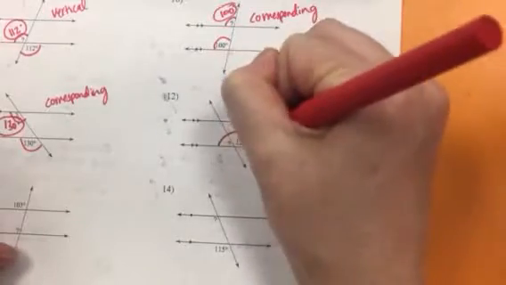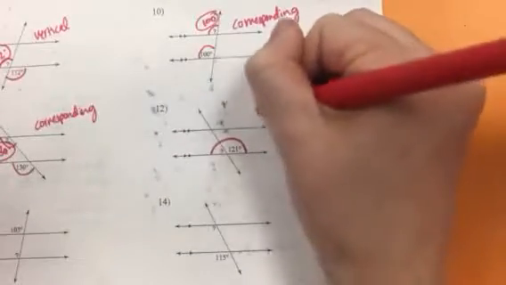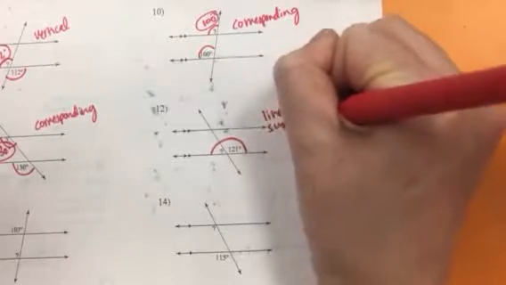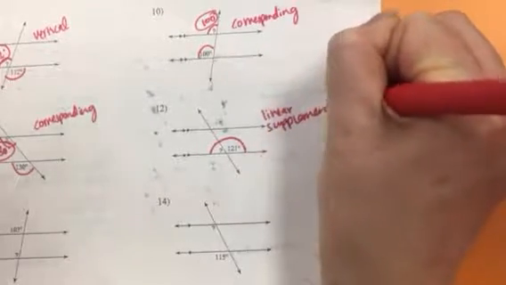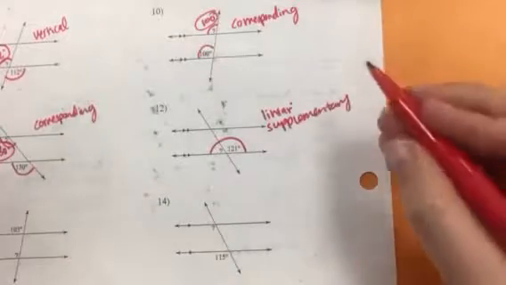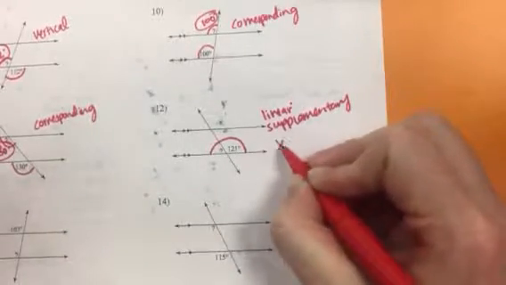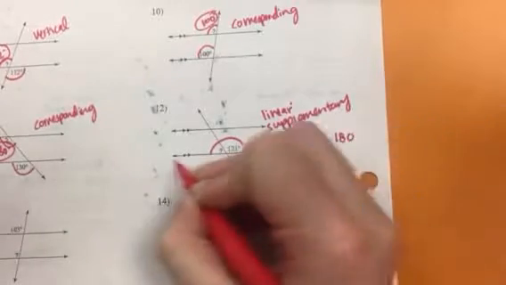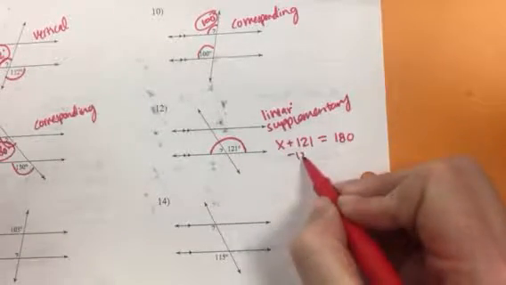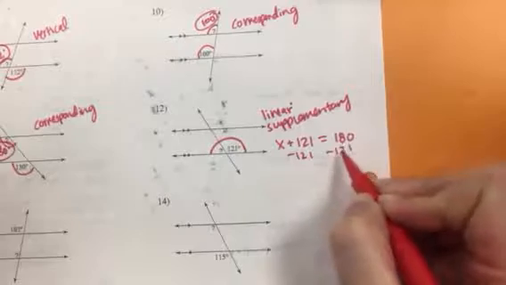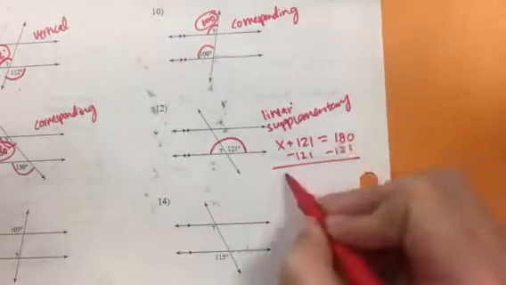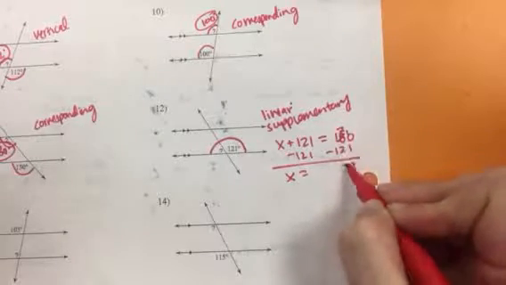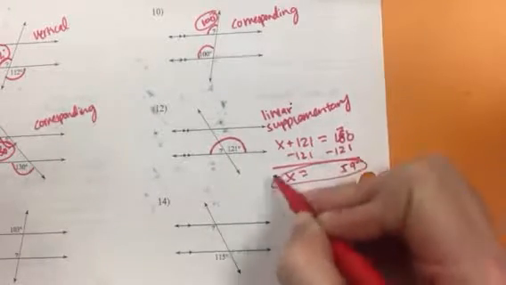Ooh, these ones are on the same line. That means they are linear, or you could also say supplementary. Linear is more specific, but supplementary works. X plus 121 should equal 180 because a line is 180 degrees. X is equal to 59 degrees.